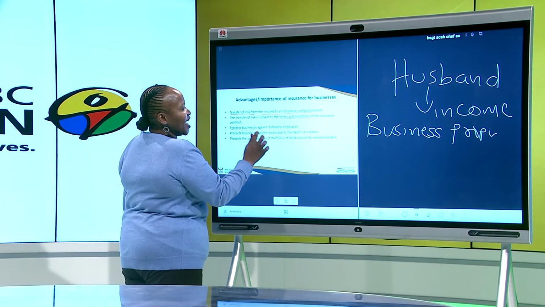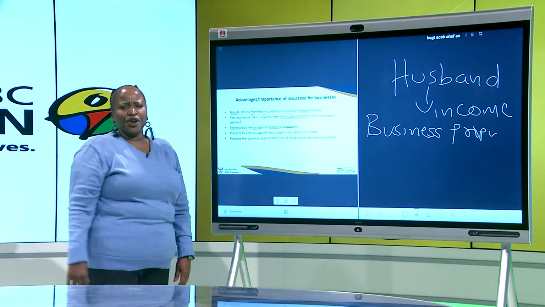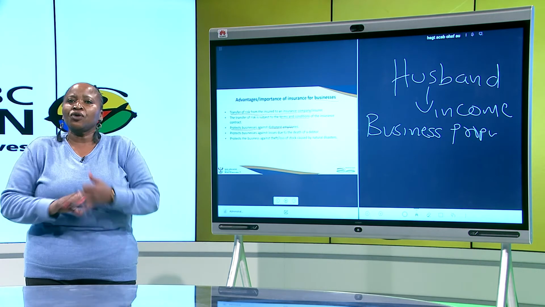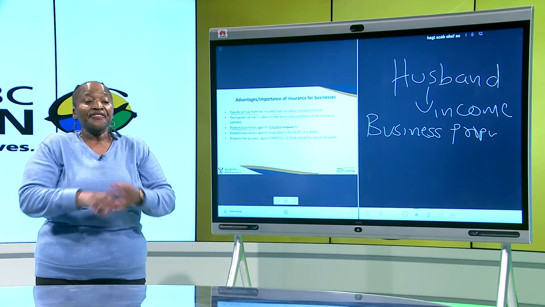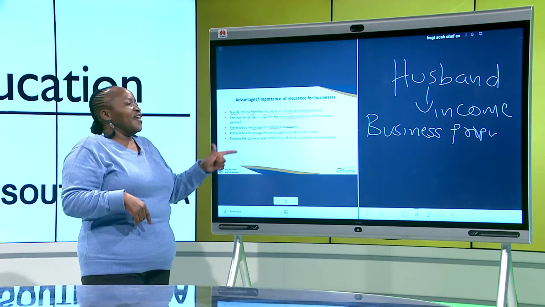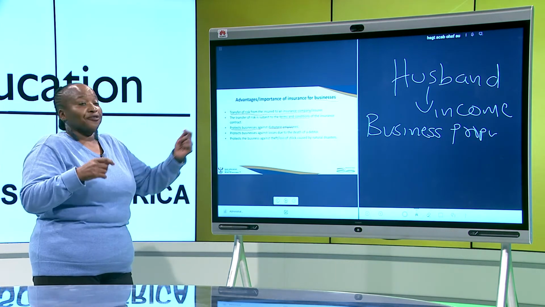Protects business against dishonest employees. What do we mean by dishonest employees? These are the employees that are dishonest. They will steal money or they will steal stock. That stock is usually insured, so that when the theft takes place, then the business may claim from insurance.